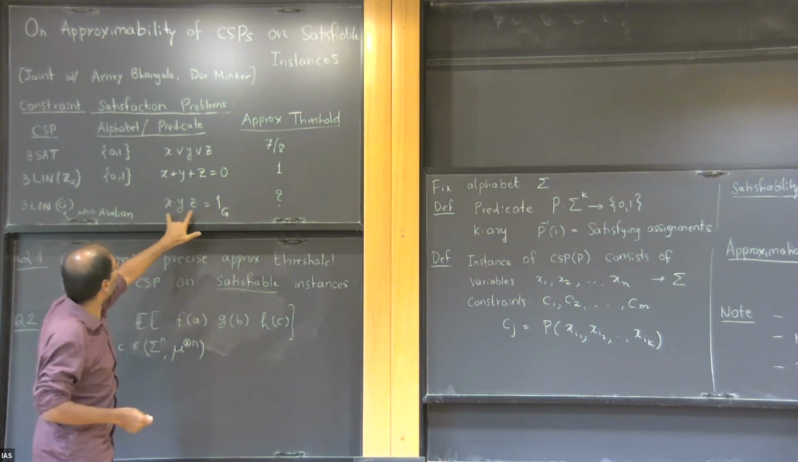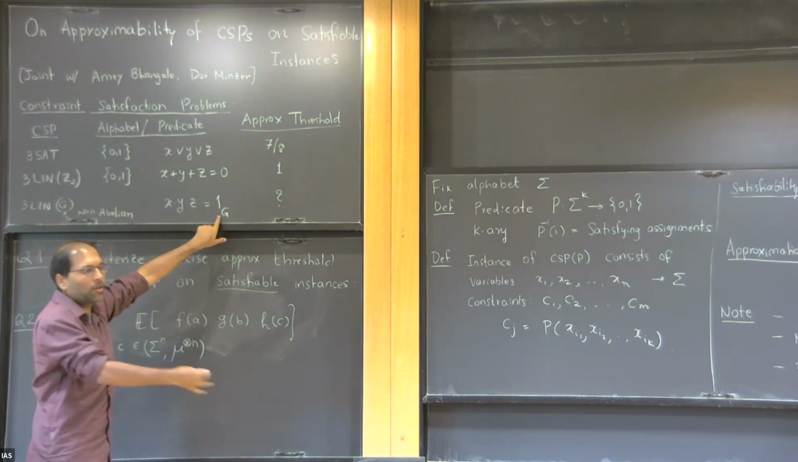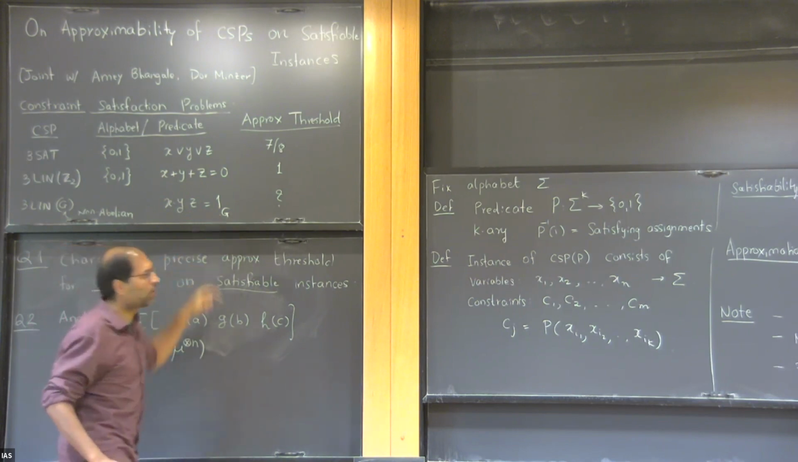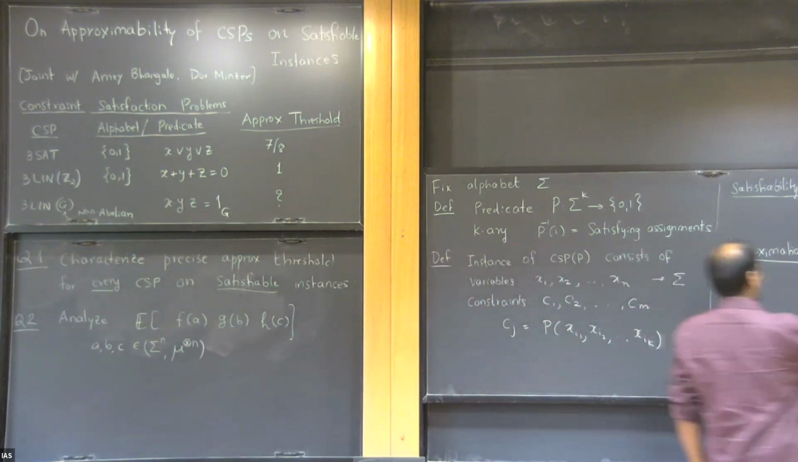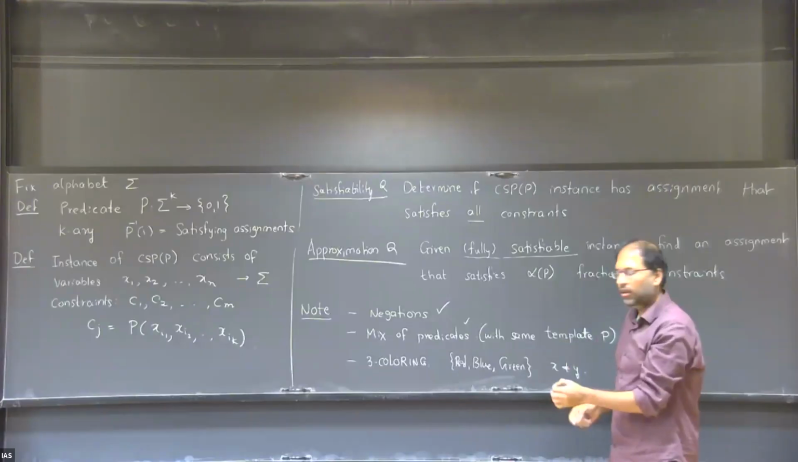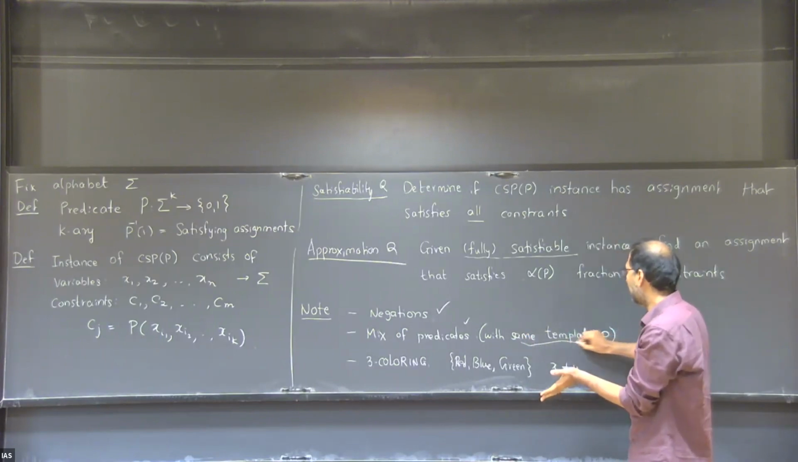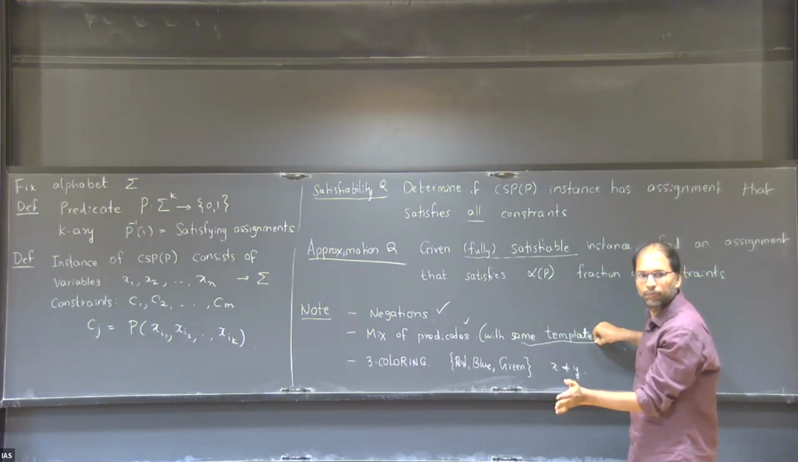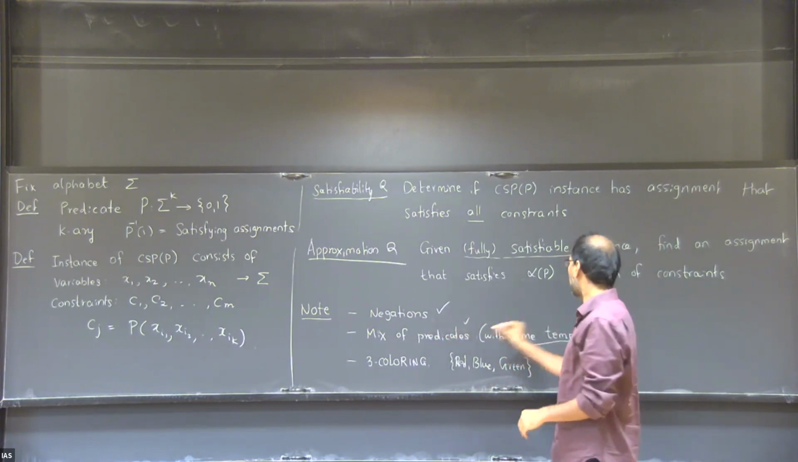So similarly here, X times Y times Z is some arbitrary element of the group. Okay. So this is what I meant by negations and allowing a mix of predicates. So for example, linear equations where the right hand side can be anything. But we would agree that it's really the same template, right? So it's a mix of predicates on the same template.